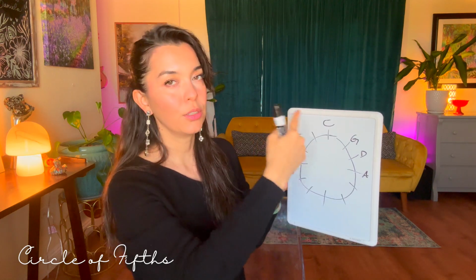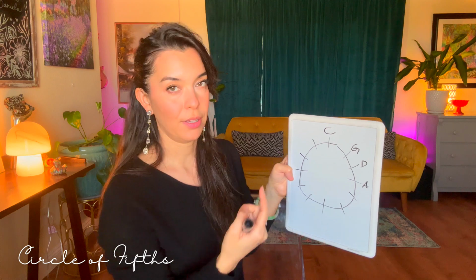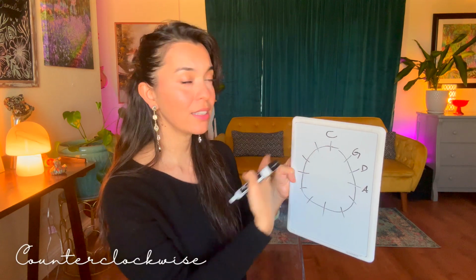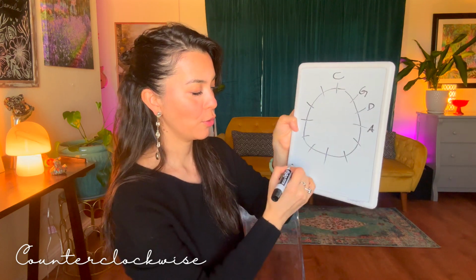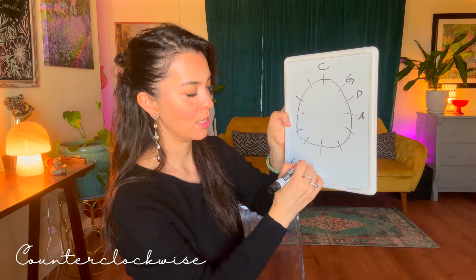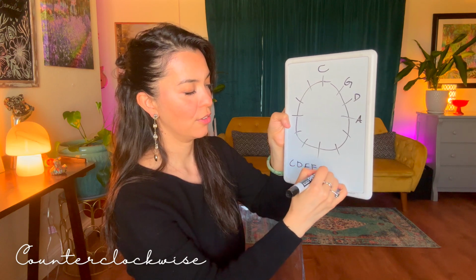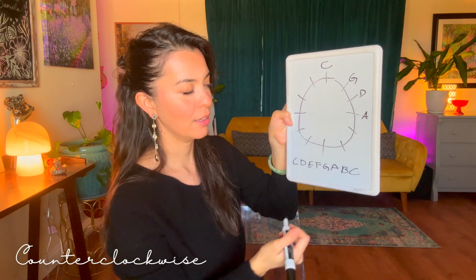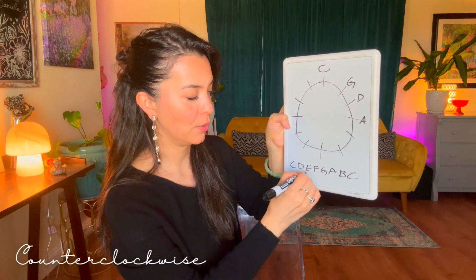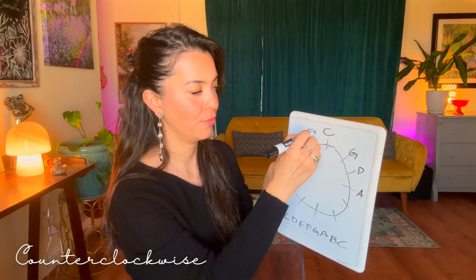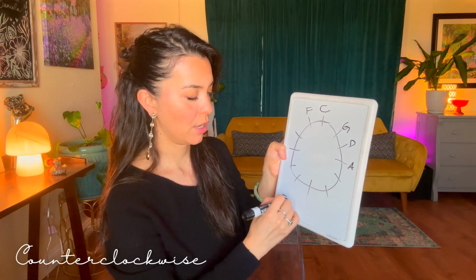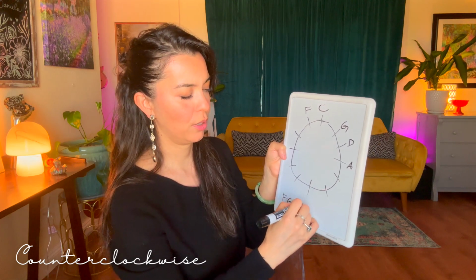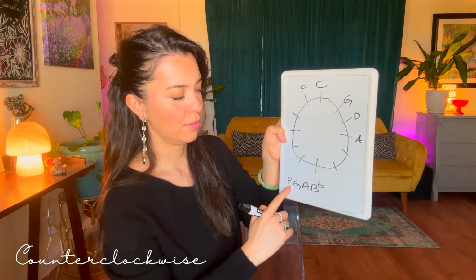We could continue going clockwise and go by fifths, but a little hack, if you will, is that the flats actually go by fourths. So if you go back to your C major scale, C, D, E, F, G, A, B, C. If you go to the 4th step, 1, 2, 3, 4, you have your F. And we just did our F major scale, right?